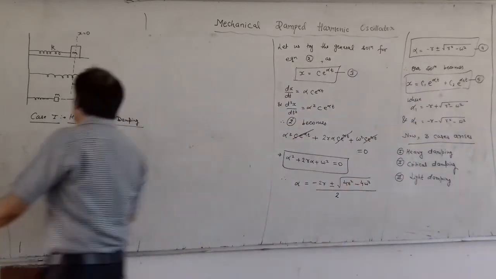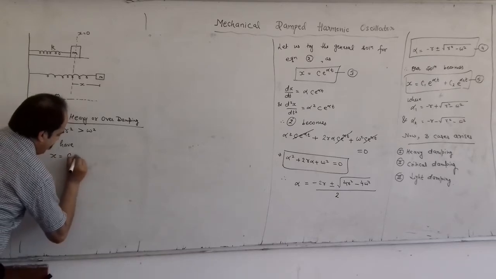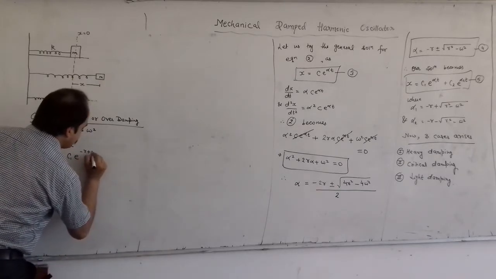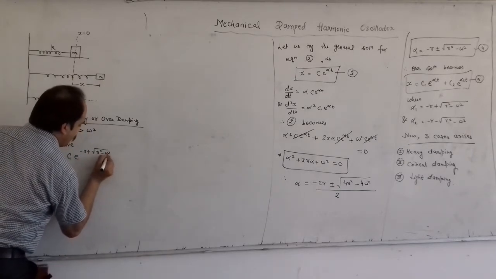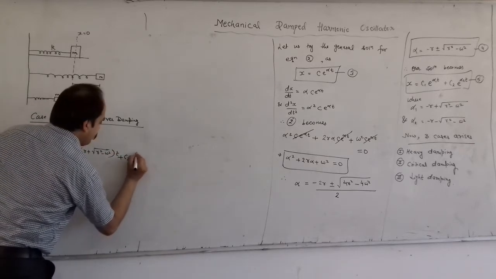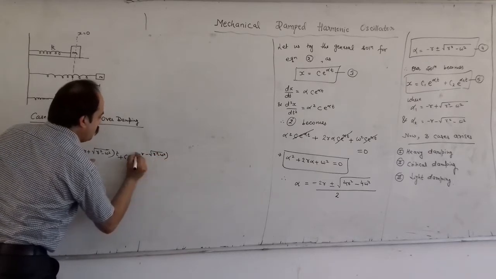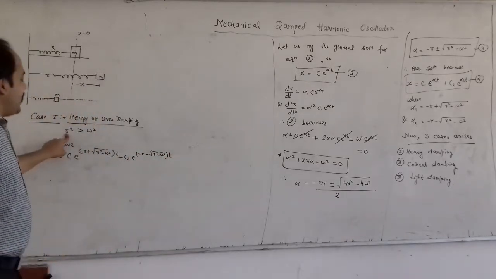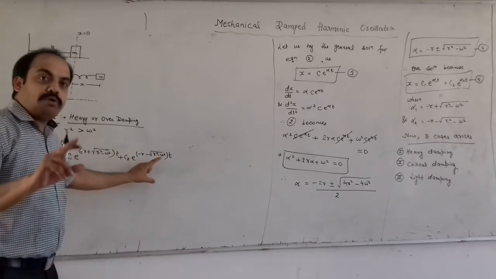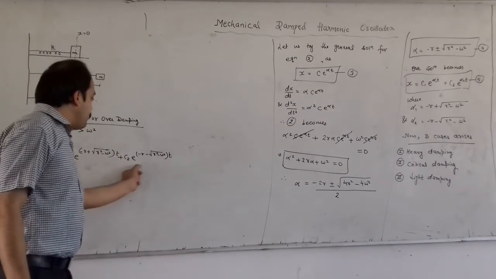We can write x is equal to c1 e to the power alpha 1 t. What is our alpha 1? This is minus r plus under root r square minus omega square, into t, plus c2 e to the power minus r minus under root r square minus omega square, into t. Again, as r square is greater than omega square, this will become positive, but smaller than r. So both the terms will become negative, e to the power minus something, e to the power minus something.